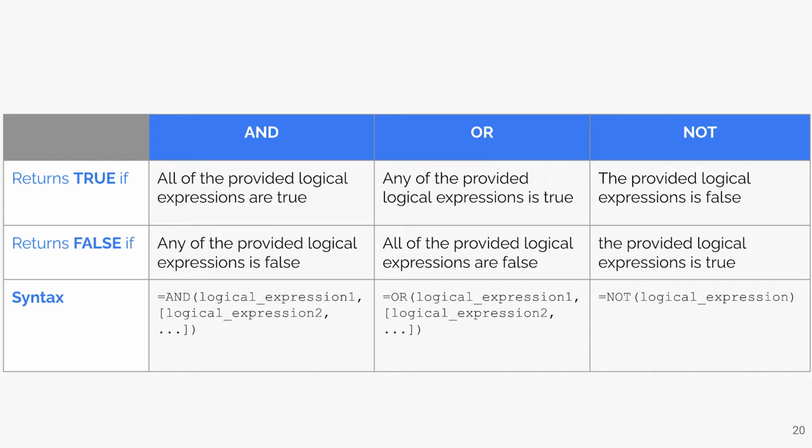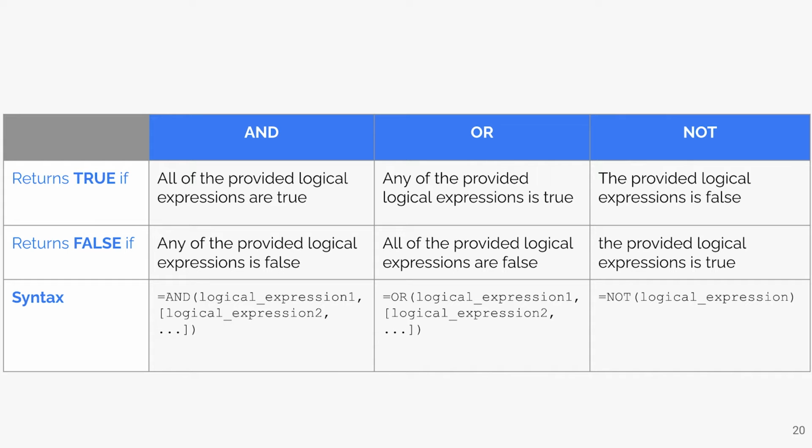The table shown summarizes the operations of the and, or, and not logical functions as well as their syntax. To return a true value for the and function, all the logical expressions provided must resolve to true, and to return false, at least one of the logical expressions must resolve to false. Its syntax is as shown.